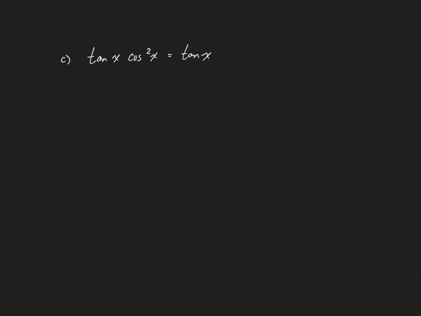Okay, so let's take a look at C. I think we should be okay on C to tackle this one and move forward as we go. So let's pause the video now and finish it off. Okay, we're back. So first thing I notice, I have different trig ratios. I have tan x and cos x. So what I'm going to do is get everything to one side.